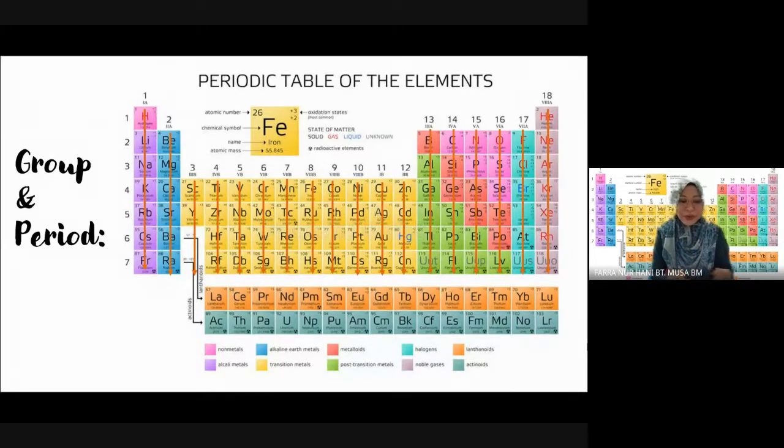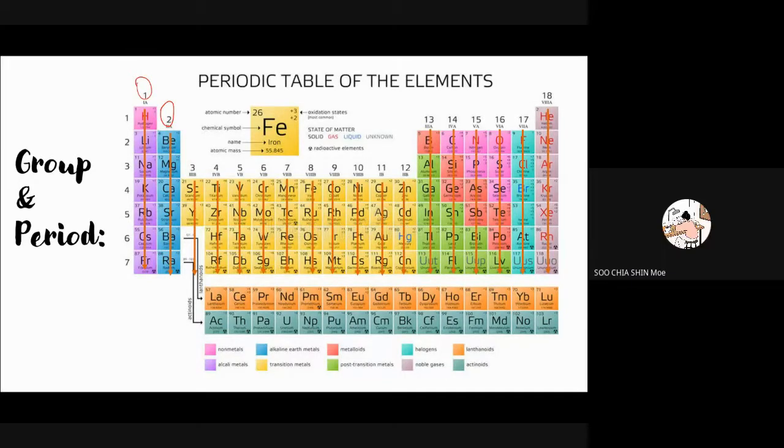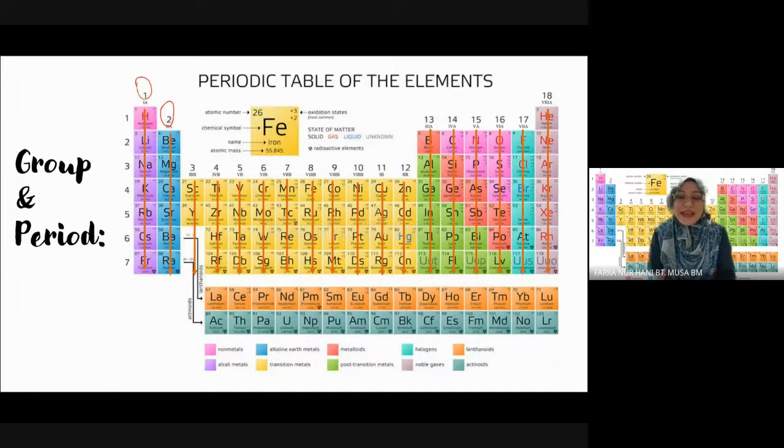The group number actually depends on the number of what? Number of valence electrons. Yes, very good. So group 1 means the number of valence electrons is 1. Group 2 is 2, group 3 is 3, and so on.